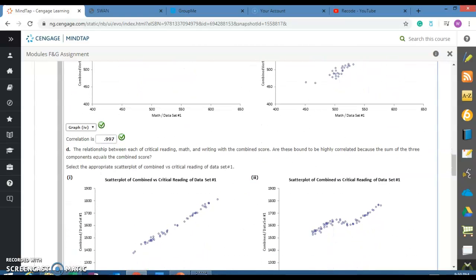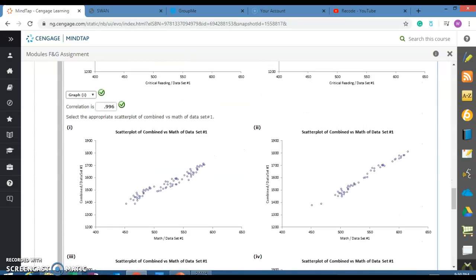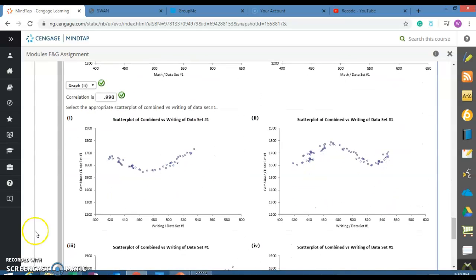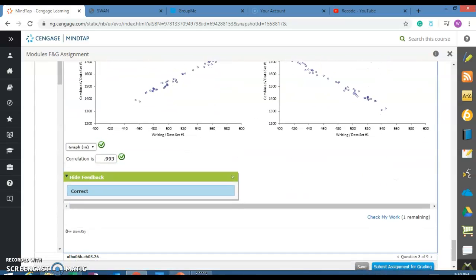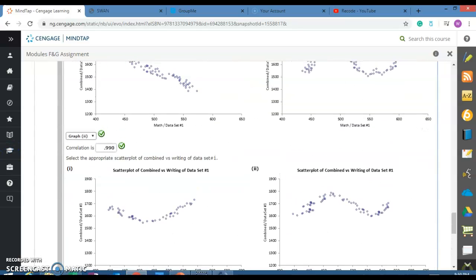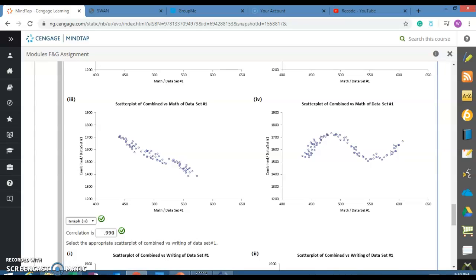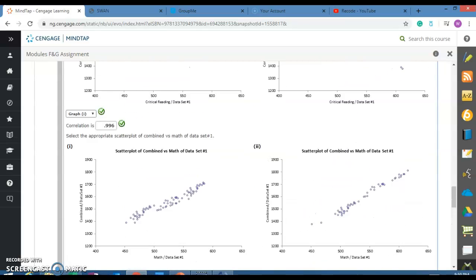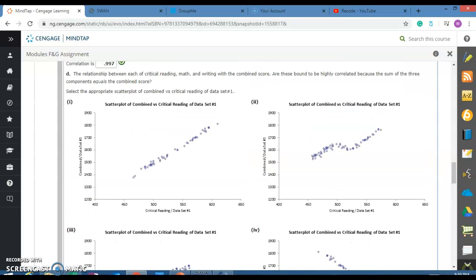When you get down to the bottom, I think there was something tricky. I don't think it was in this one. It's the appropriate scatter plot and combine for writing. Combine and writing. Combine math.